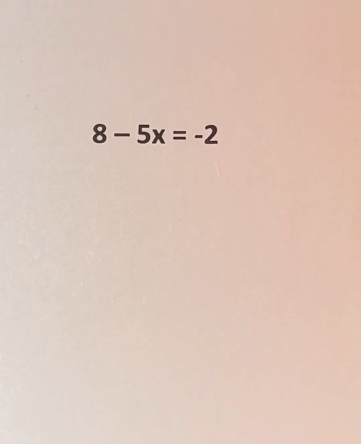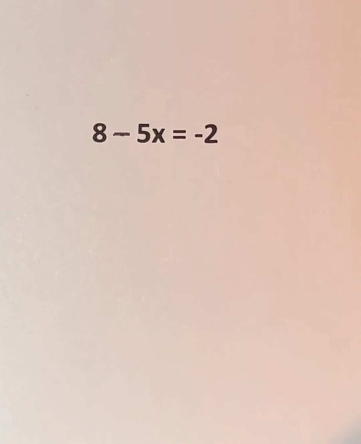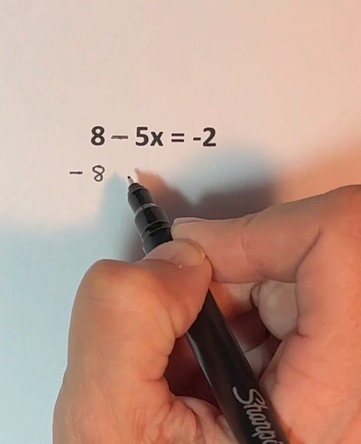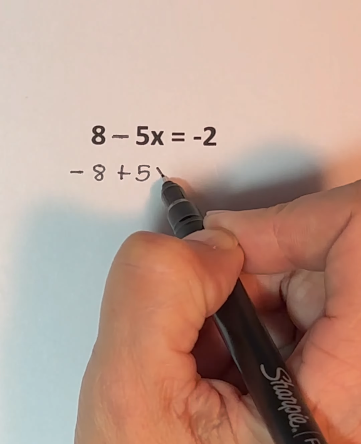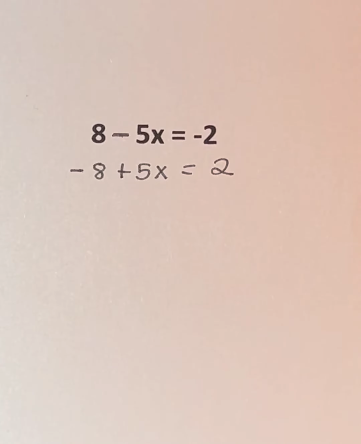I have 8 minus 5 times x equals negative 2. Right away, I remember hearing myself say minus 5x, 5 times x. So I'm going to get rid of this minus right here to start with because I like my x to be positive. To do that, I'm just going to change all my signs. It's like multiplying through by a negative 1. Now my x term is positive.